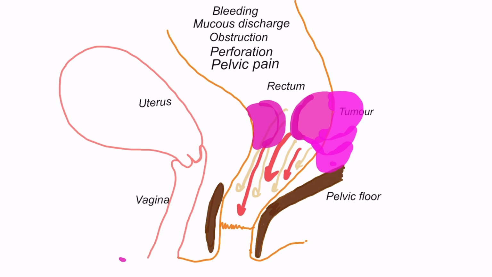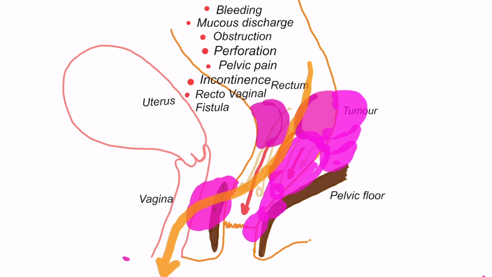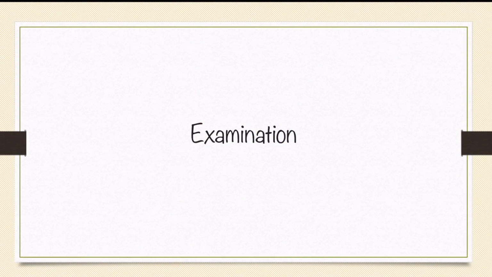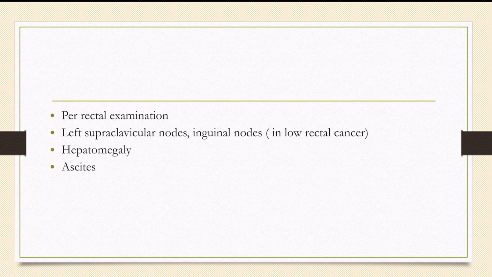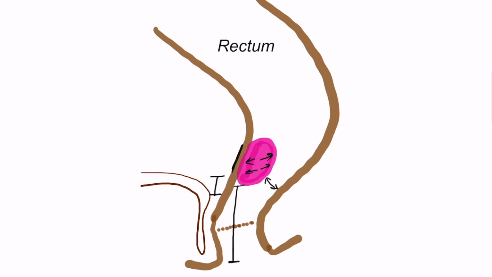Tumor may grow up to pelvic wall, leading to involvement of pelvic nerves and pain. Tumor may involve pelvic floor and external sphincter complex, leading to incontinence. In severe cases, there can be rectovaginal fistula due to involvement of vaginal wall. It is important to examine rectum by finger, and examine whole body for any signs of metastasis. When doing per rectal examination, it is important to note distance of tumor from anal verge and pelvic floor. Look for adequacy of lumen, dimension of tumor, and mobility of tumor.